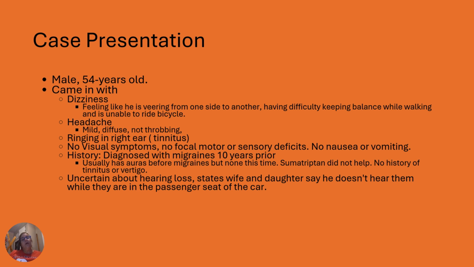History: diagnosed with migraines 10 years prior. He usually has an aura before migraines, but did not this time. Sumatriptan did not help. No history of tinnitus or vertigo. Uncertain about hearing test. States his wife and daughter say he cannot hear them when he is speaking.